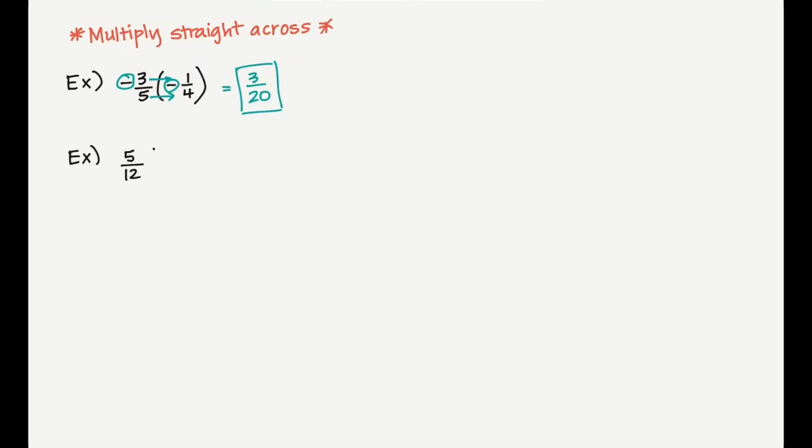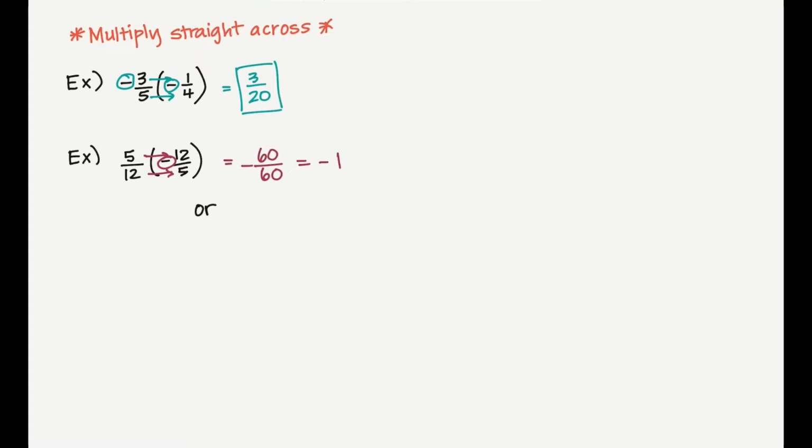How about 5/12 times negative 12 over 5? So multiplying straight across, 5 times 12 is 60. And on the bottom, 12 times 5 is also 60. And because it's positive times a negative, it's going to be negative. And this simplifies to negative 1.